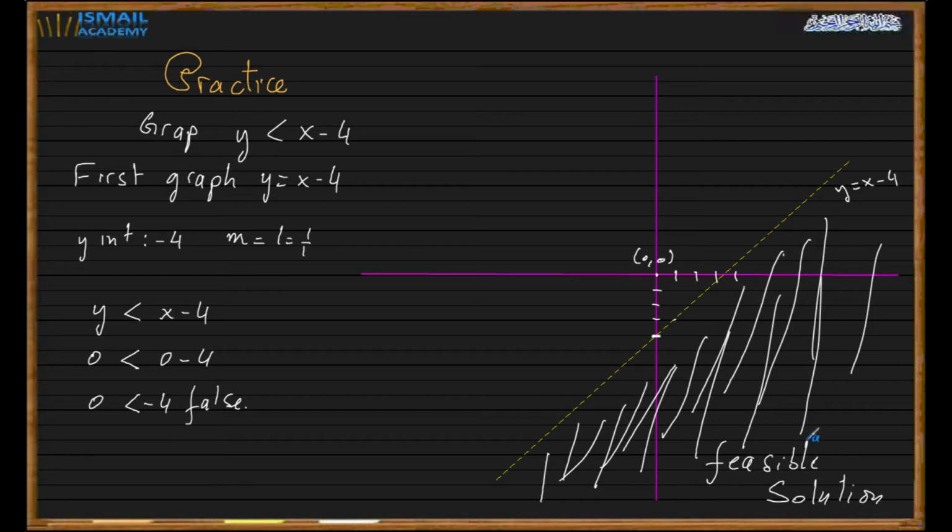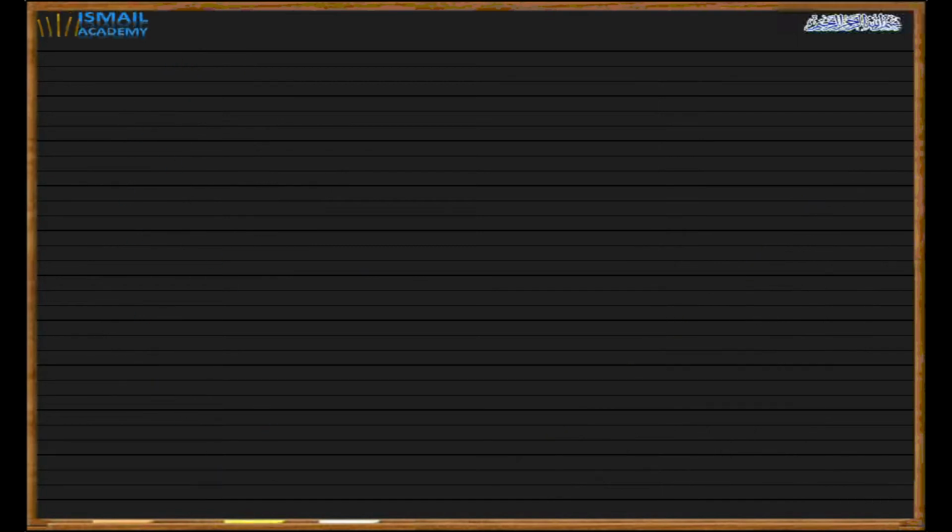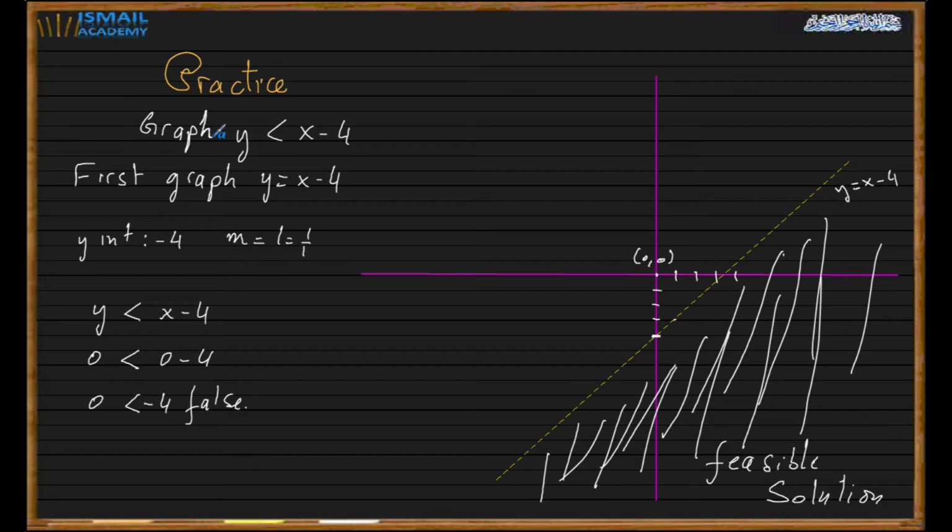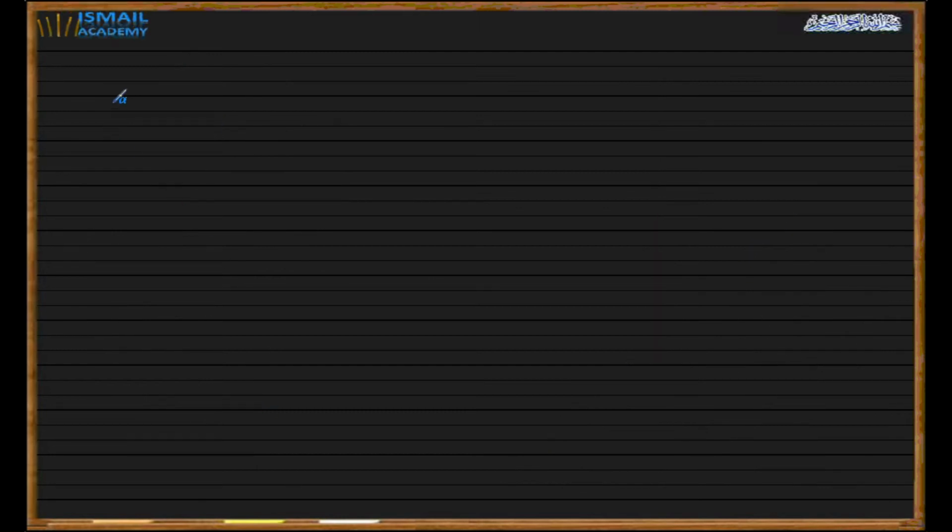So let's do another example. Suppose I want to graph 3x plus 4y is greater than or equal to 12. So first I need to draw 3x plus 4y equal 12.